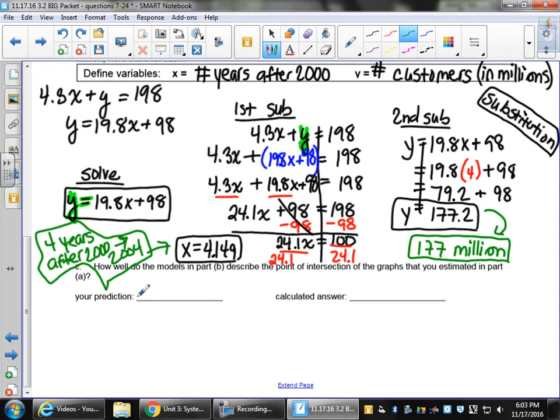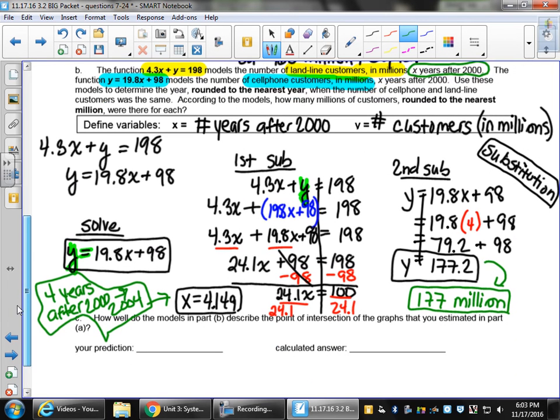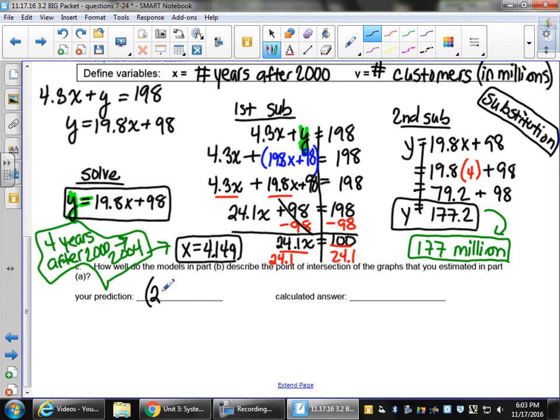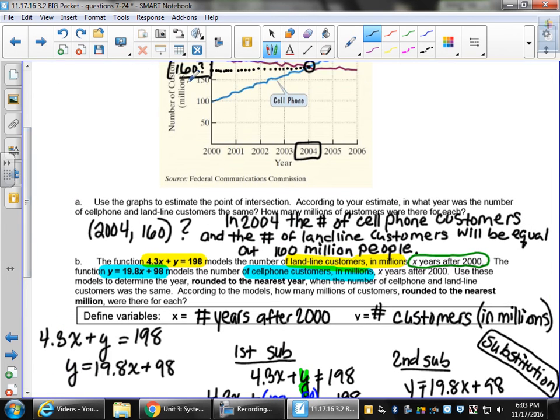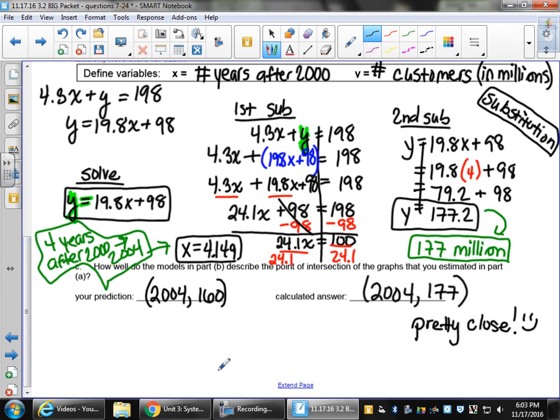How well do the models in Part B describe the point of intersection of the graphs that you estimated in Part A? So our original prediction, let's see, was 2004, 160. The calculated answer, 2004, 177. I would say we were pretty close. Anybody who said this should have been 175 as our estimate on the graph, up here, you would have been even closer than me. Nice job.